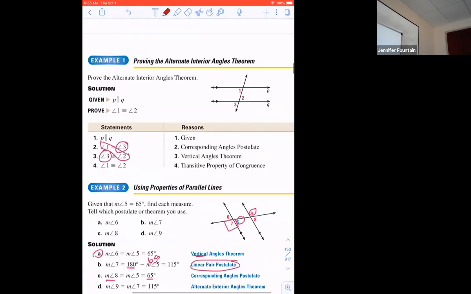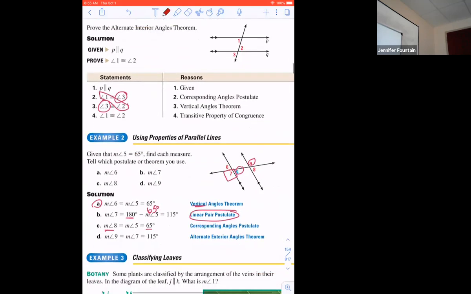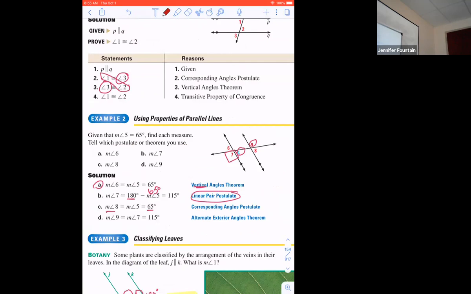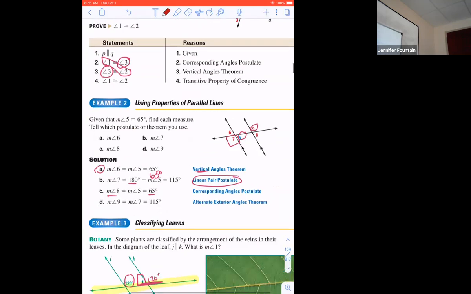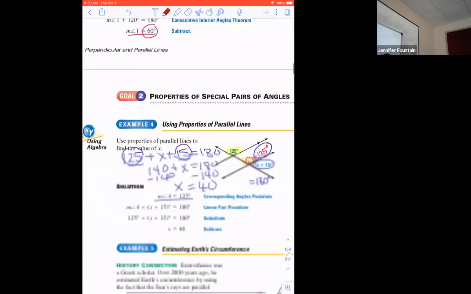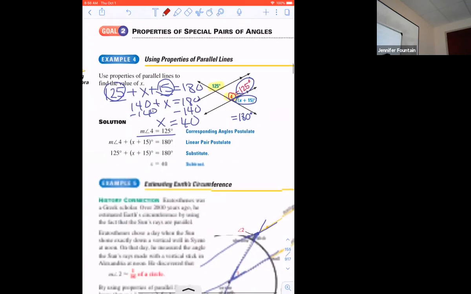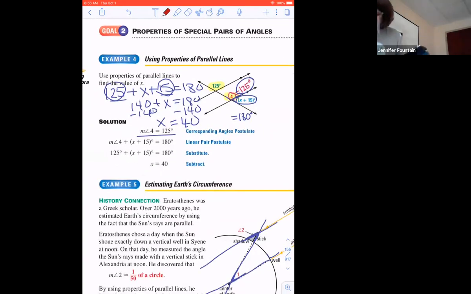All right, we had a proof going through all of that. And then example 2, using properties of parallel lines. So if I have parallel lines and a transversal and I'm given an angle measurement, I'm able to figure out the other angle measurements based on that one. Likewise, example 4 is going to be on page 145. Look at the top of 145.